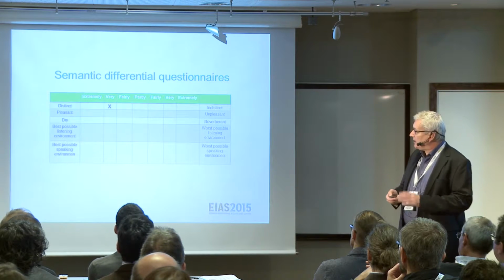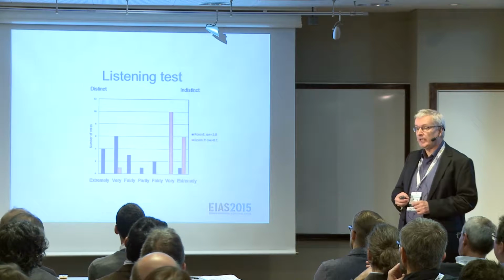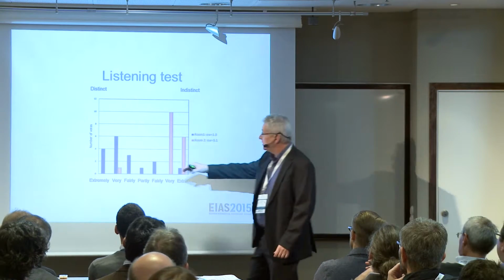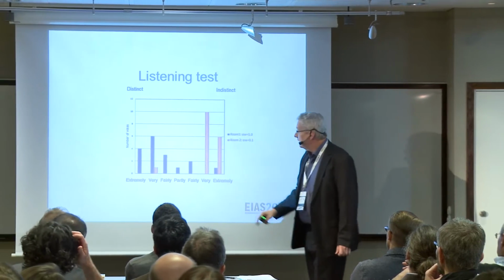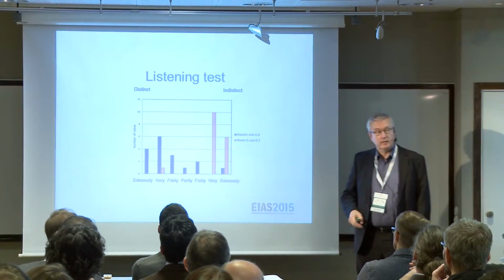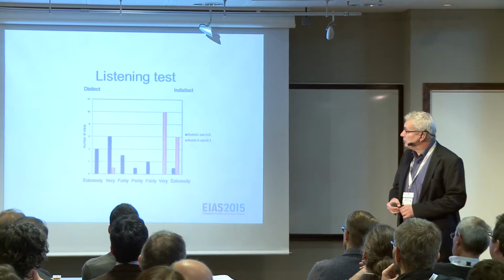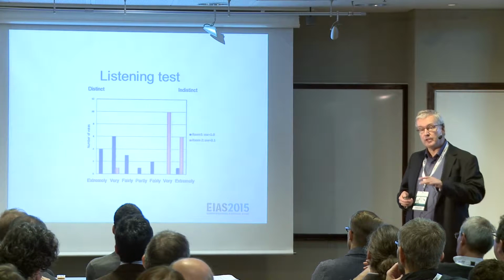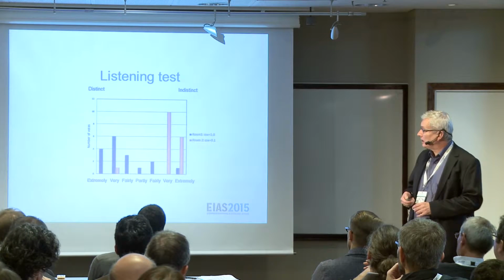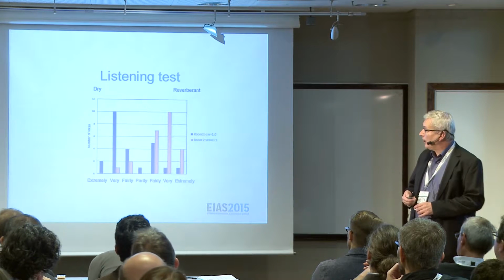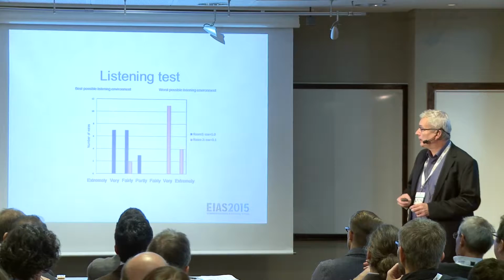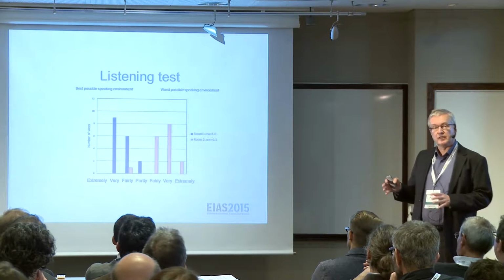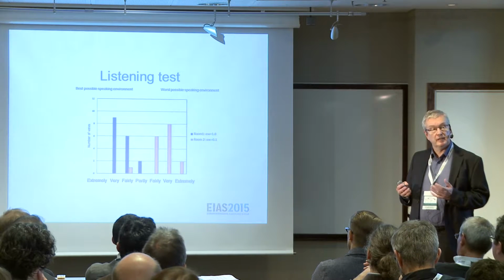I will not go into detail here, and this is maybe not very scientific, but nevertheless we get some responses from all the subjects. Here we have the number of votes, and here we have the ratings. The red one is room 2, and the blue one is room 1. As you can see, when it comes to distinct and indistinct, there is quite a clear difference. I will go quite rapidly through all the others, and you can just look at the graphs: dry, reverberant, best possible listening environment, worst possible, and so on. It's quite clear just from the figures that the subjects notice a difference, for sure.